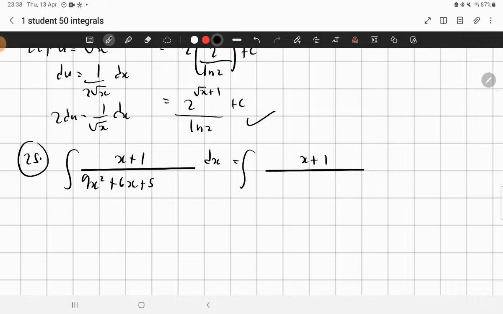I believe that 9, yeah, factor 9 first. So by factoring out 9, I'm going to do the completing the square, CTS, separately. So 9x squared plus 9 times something is equal to 6. So 3 over 2. It's not 3 over 2, it's 2 over 3. So 2x over 3 plus 5 over 9. So completed the square.